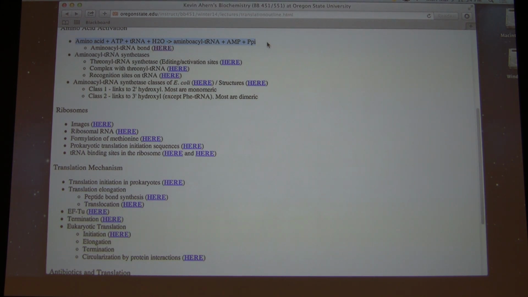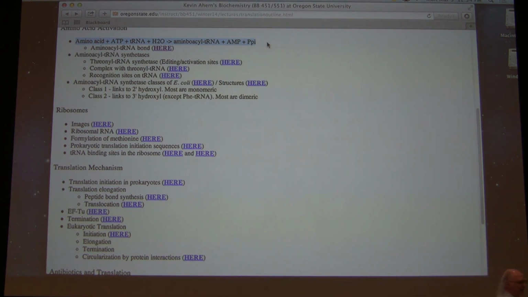Yes? The product is what's unstable, the amino acyl tRNA. Good question. So that amino acyl tRNA is unstable.